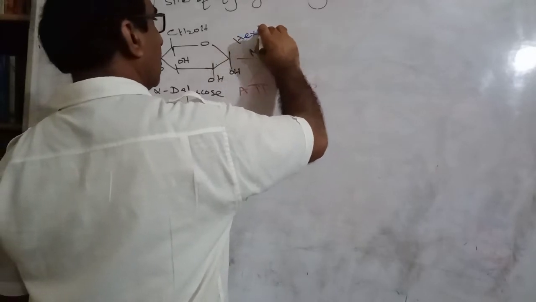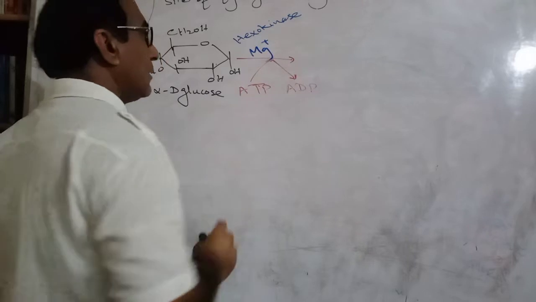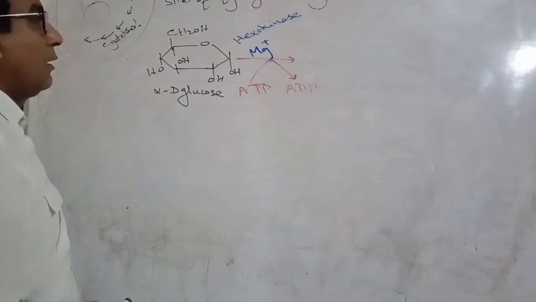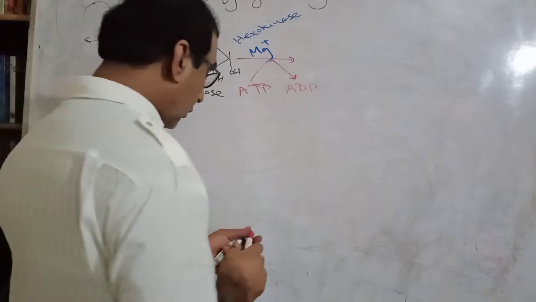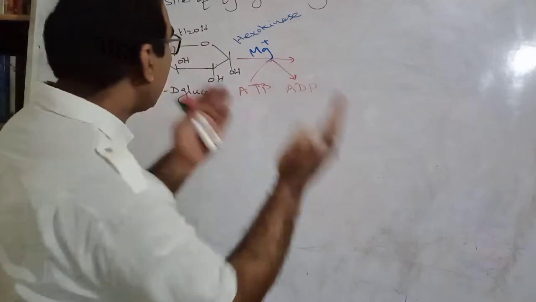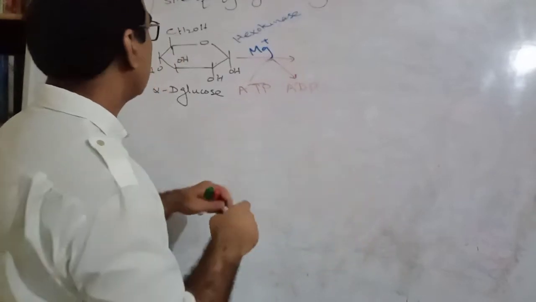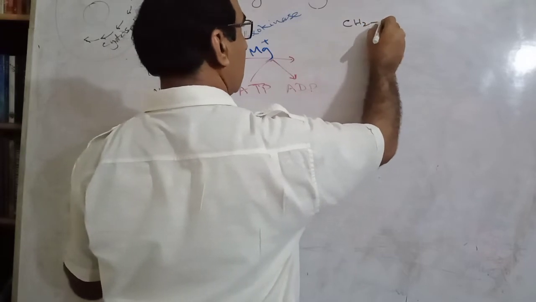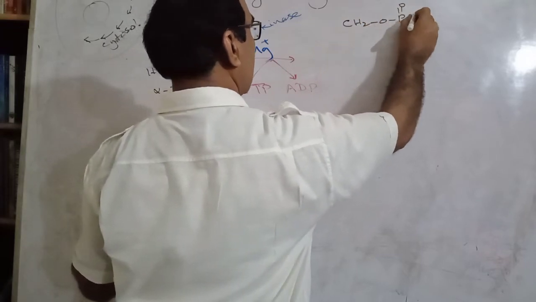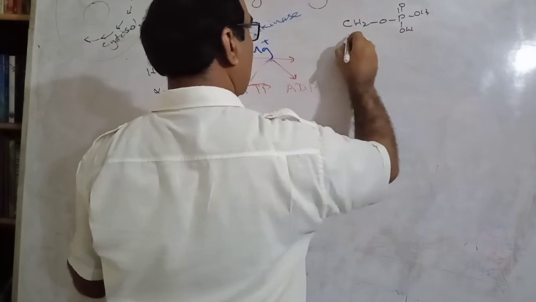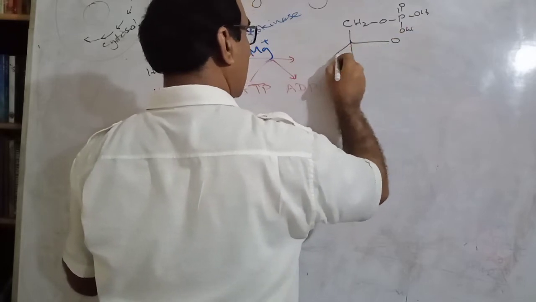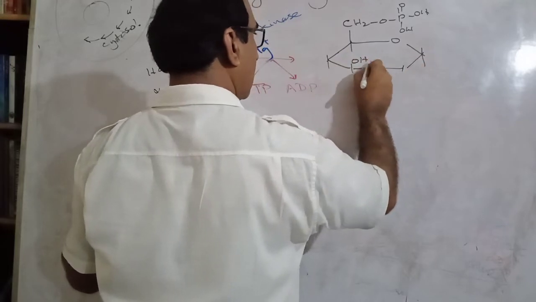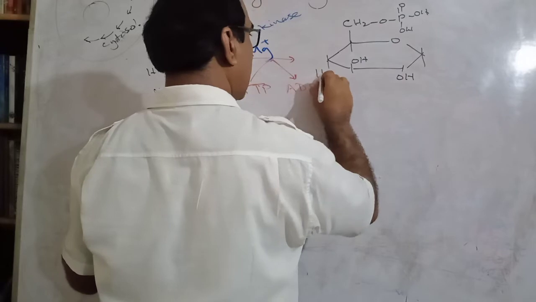Hexokinase. The enzyme is known as what? Hexokinase. Okay. What is formed at the end of the reaction? What is the product? You see, this is glucose 6-phosphate.